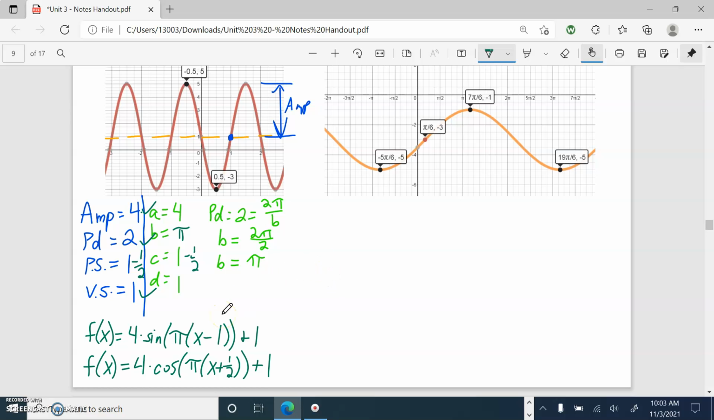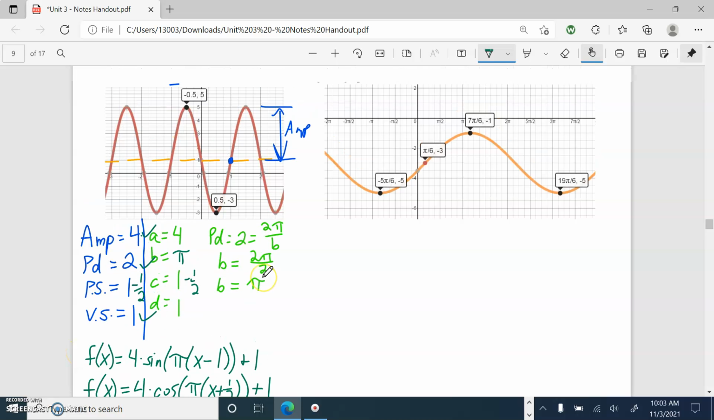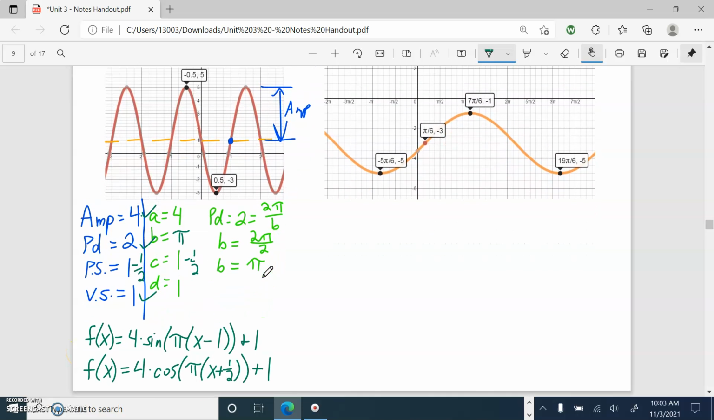So if you want to check this, go ahead, put both of these functions into Desmos. 4 sine of pi of x minus 1, all plus 1. Then in the next line, do the same thing, but with cosine. 4 cosine pi of x plus 1/2, all plus 1. And theoretically, that should give you the exact same curve, one on top of the other. All right, so let's look at the next one. Next one should be a lot faster, though, right?